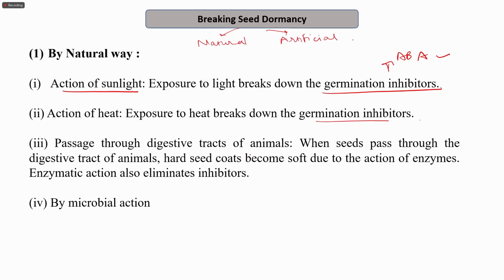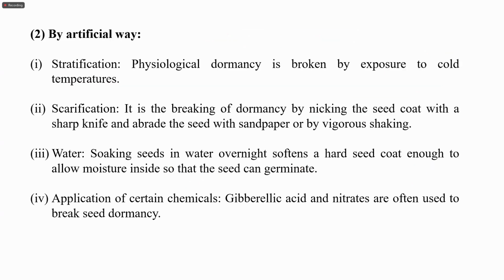When a seed passes through the digestive tract, hard seed coats become soft due to the action of various enzymes, and this enzymatic action also eliminates the inhibitors, thereby allowing the growth. And there is microbial action, which again releases certain enzymes that may soften the hard coat.